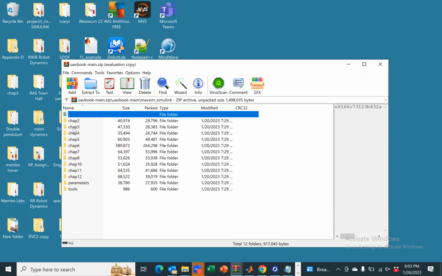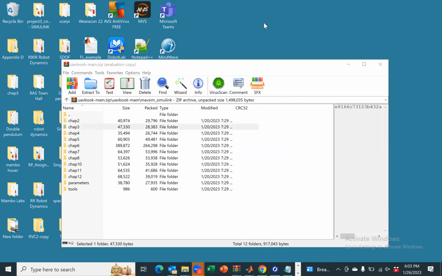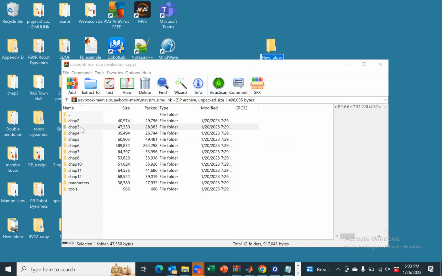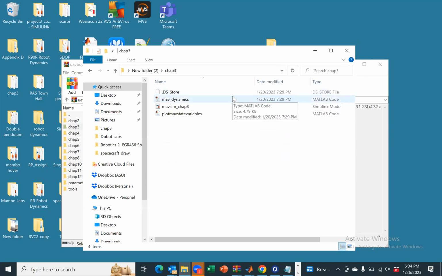chapter 3. Remember, this assignment is from chapter 3. Drag and drop it onto the desktop. So let me create a new folder, and then I will drag my chapter 3 in here just to be safe. So now you will have your chapter 3, and in this chapter 3 you will notice that it will have this MAV dynamics, chapter 3, and state variables.